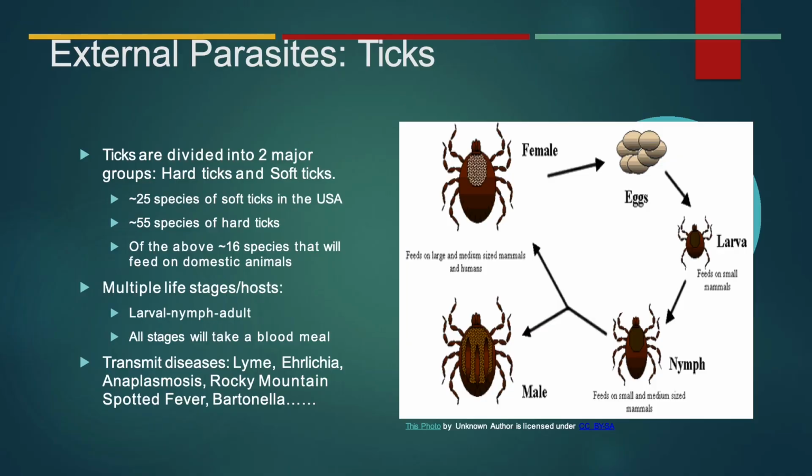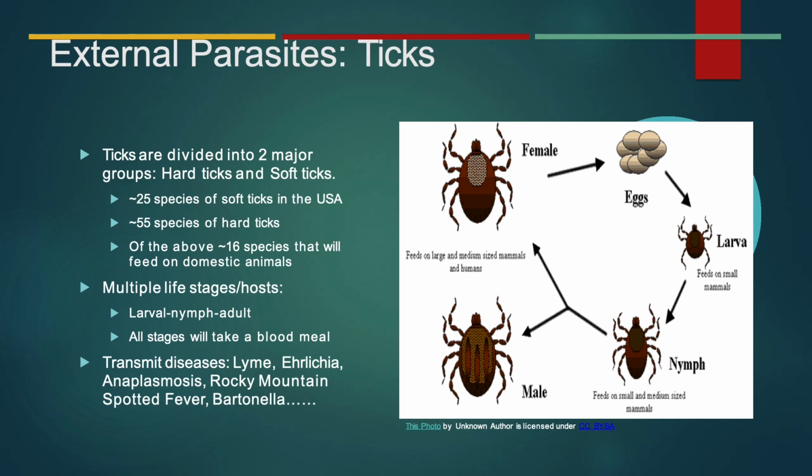Ticks are divided into two major groups, hard ticks and soft ticks, and there's a whole bunch of them out there. I listed approximately 25 species of soft ticks and 55 of the hard ticks, but only about 16 of them will feed on domestic animals, and an even smaller number on dogs and cats. Domestic animals also include livestock, which sometimes have a higher tick burden.